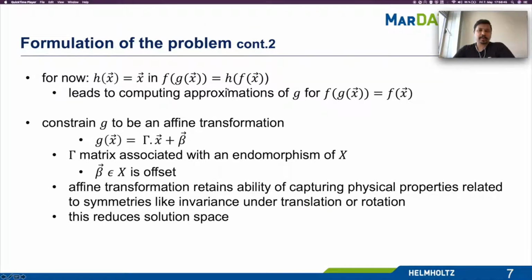Initially, we assume h to be an identity map in f(g(x)) = h(f(x)). The task now is to find approximations of g satisfying the equation f(g(x)) = f(x). We also constrain g to be an affine transformation. This retains the ability of capturing physical properties related to the symmetries, such as invariance under translation or rotation, and reduces the solution space. g(x) is equal to gamma x plus beta, where gamma is the matrix associated with an endomorphism of x and beta is an offset.